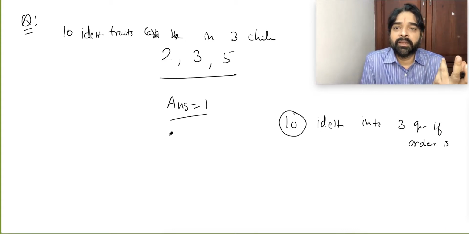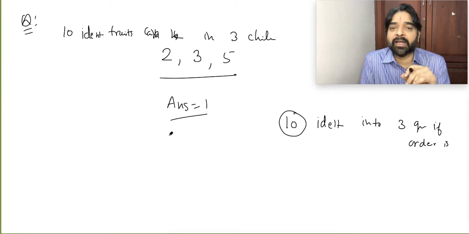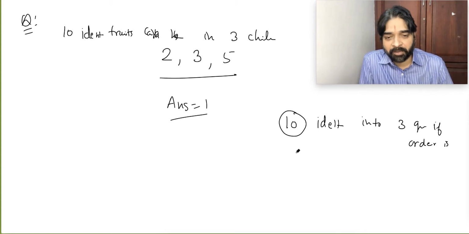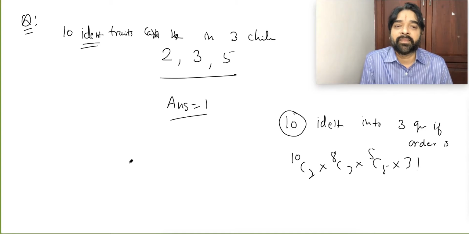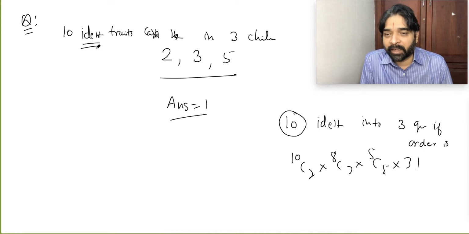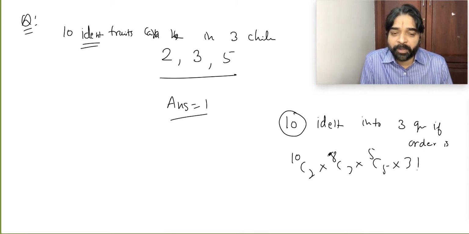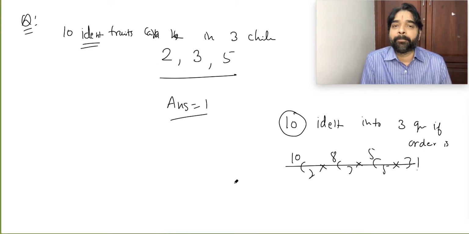We started from this point. Some people are thinking nCr also: 10C2 into 8C3 into 5C5 into 3 factorial, so much. Identical, I said. Identical means all are identical, so we don't have to do nCr. I don't know what is happening to all of you. Is this clear?